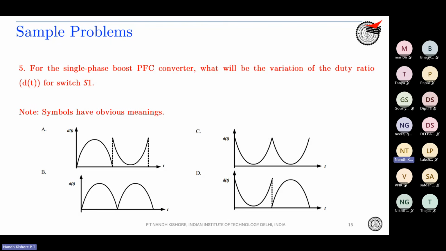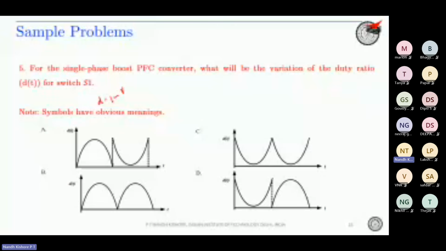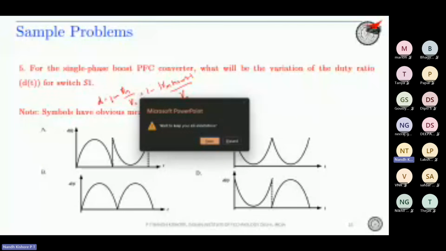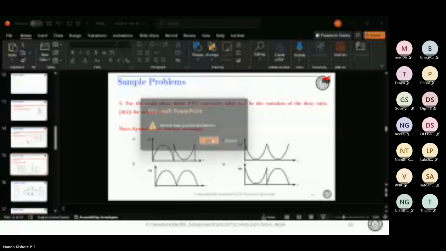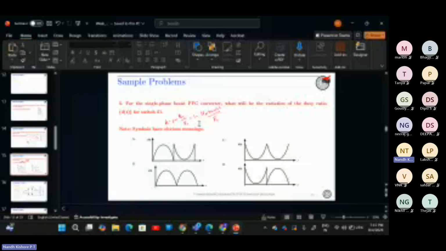So the point is, you know the formula for duty, right? This is a boost converter, so duty is going to be basically 1 minus V in by V naught. V in is mod of Vm sin omega t, the rectified version. So 1 minus mod of Vm sin omega t divided by V naught. So 1 minus that answer by V naught is your answer. Correct? So what is the answer for question number 5? How would the duty vary?